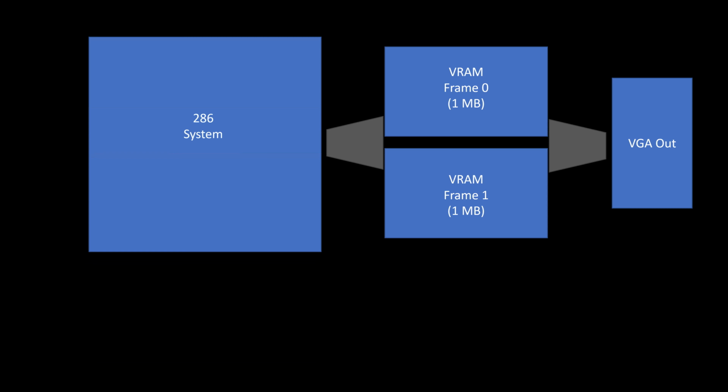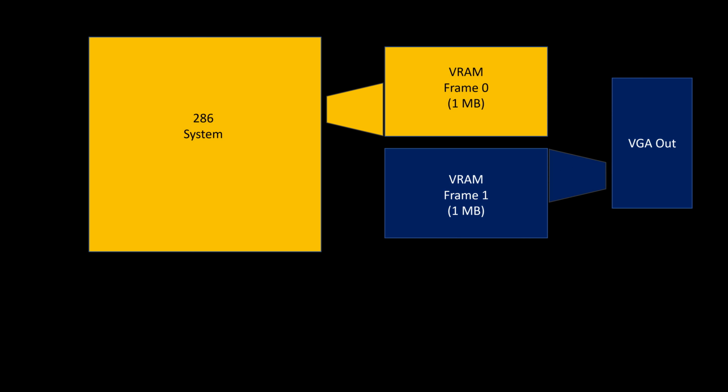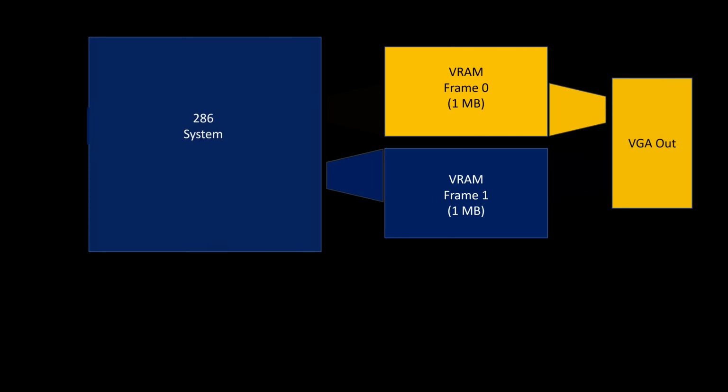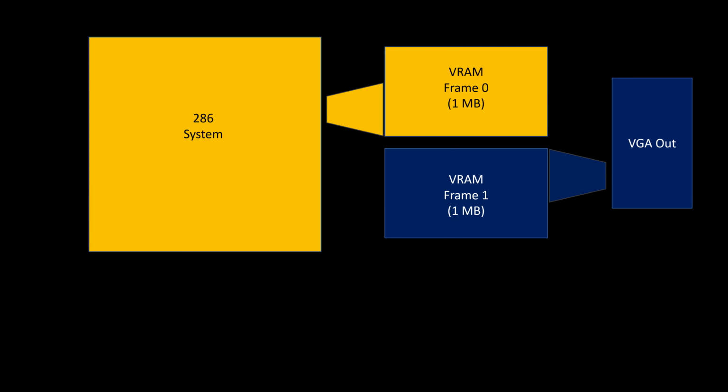I'm going to just flip to this graphic here. I've got my 286, I've got the VGA out. They both want to access this memory, and the way I'm trying to work with this is that the 286 will get control of one, the VGA out will get control of the other, and they can then be toggled back and forth. So the 286 can write to memory while the VGA out is using the opposite frame, and then I can swap that and update accordingly.